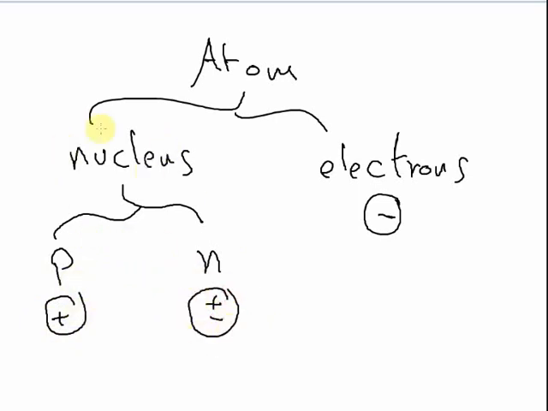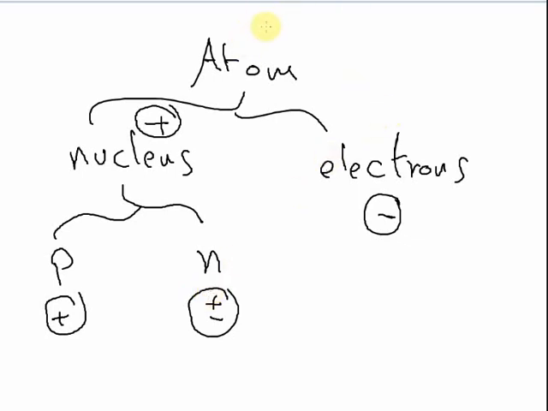So we can conclude the charge of the nucleus. The charge of the nucleus here is positive. Why is the charge of the nucleus positive? Because it contains positive protons and neutral neutrons. Neutral means no charge, okay? Neutrons mean no charge.